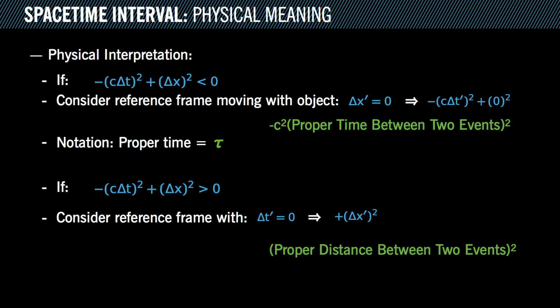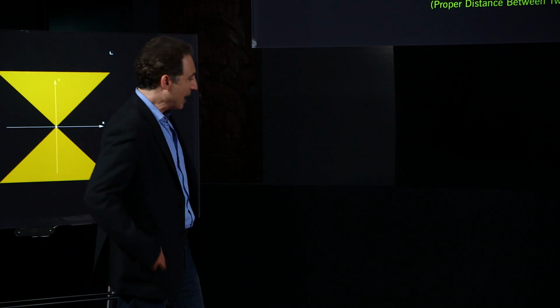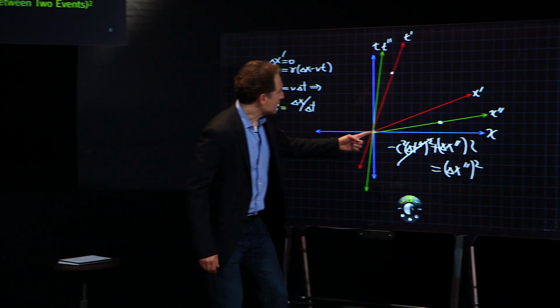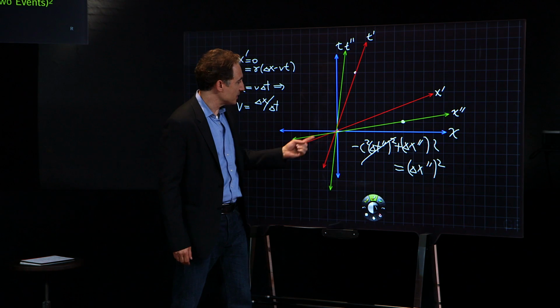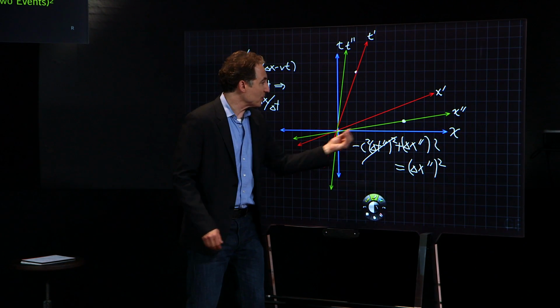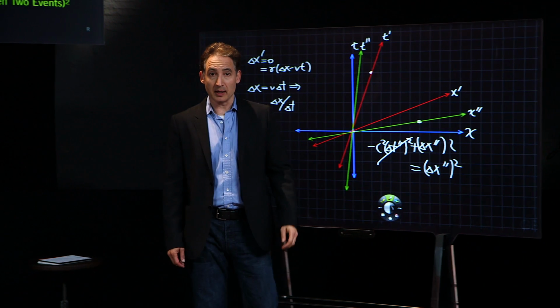And that is the way in which you should think about the invariant interval. When there's a causal link, it's the proper time between the events. When they are disconnected, with no causal link, it is the proper distance in space between the events.